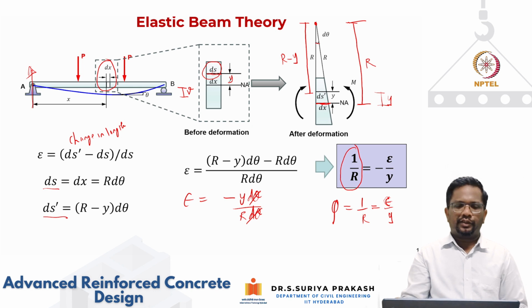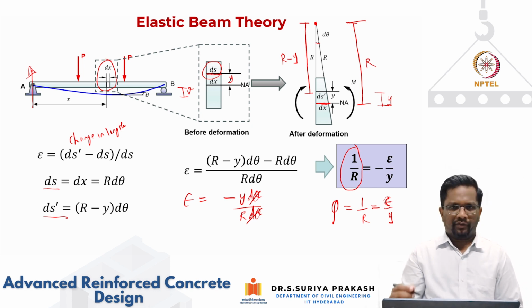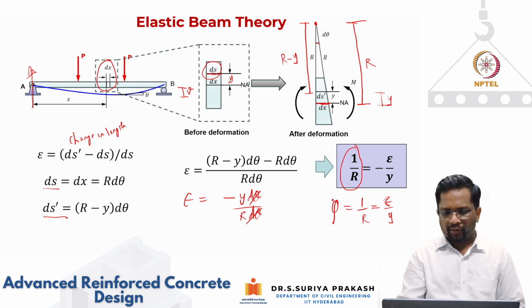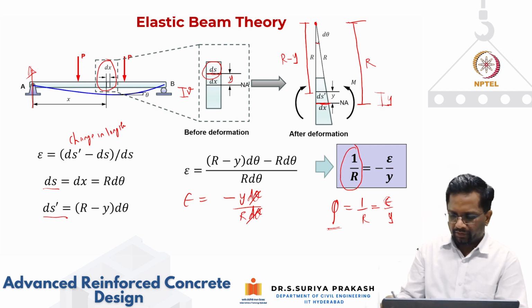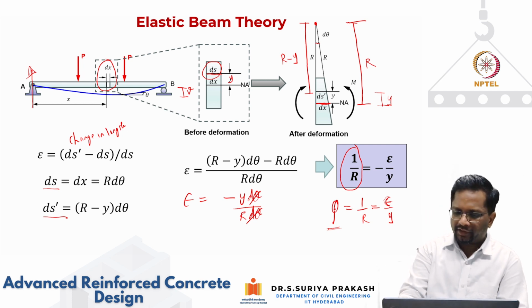So this is a relationship between strain and curvature. Now we can see that for a particular curvature, if I take a higher distance for a particular rotation, and if I keep the curvature as a constant, the strain is nothing but curvature multiplied by the distance of the fiber from the neutral axis. So now we have taken this relationship between curvature and strain.